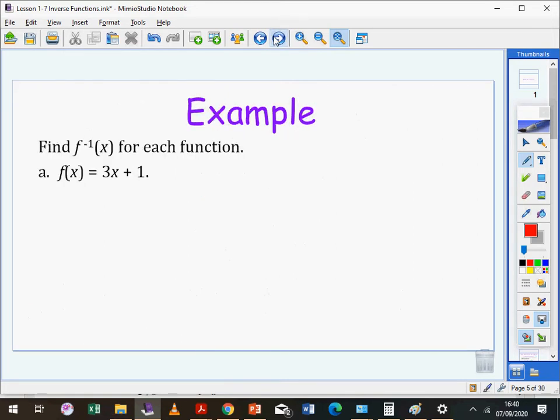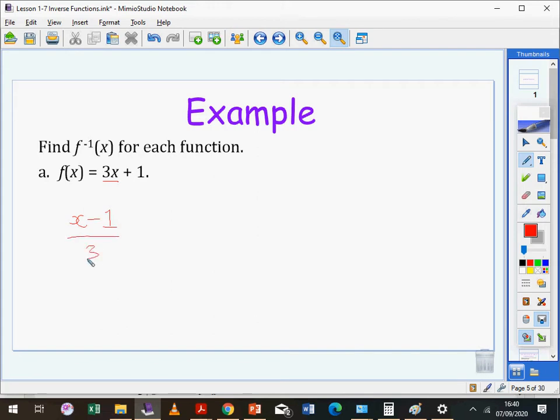An example is here. If I want to find the inverse of this function, f of x equals 3x plus 1, so this function takes x, multiplies it by 3, and then adds 1. Now, the inverse of this function, if you try to think about it, will be a function that takes x, subtracts 1, and then divides your answer by 3. I hope that makes sense.